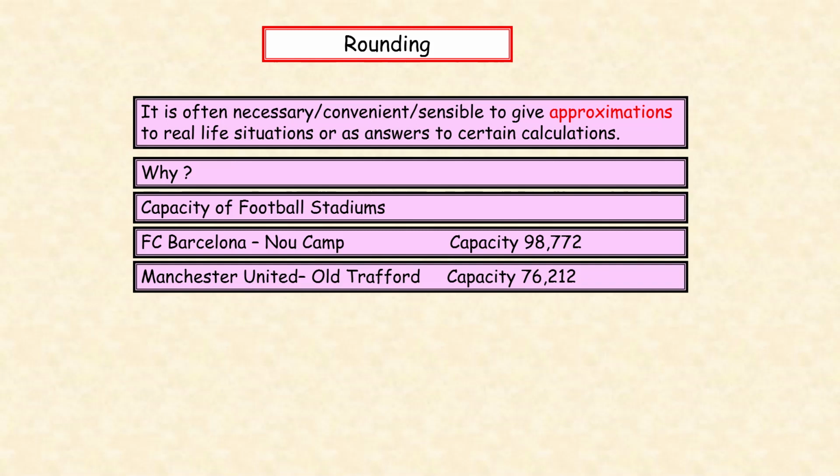Old Trafford, Manchester United, capacity of 80,000, we could say, instead of 76,212. Might not always remember that, but we do have an idea that it's about 80,000, so it's a large stadium.